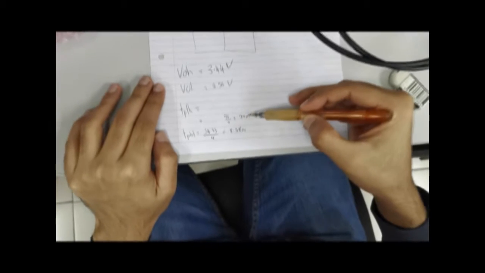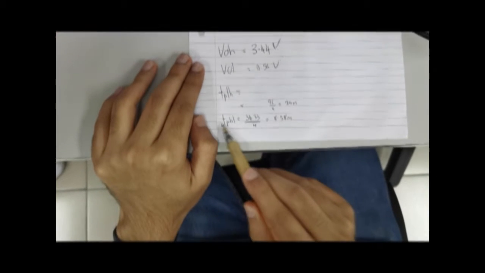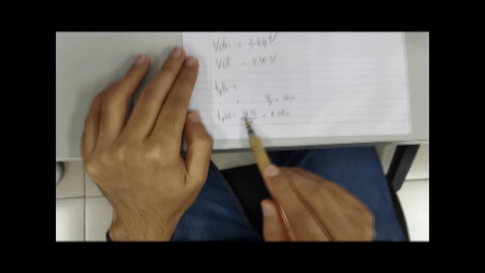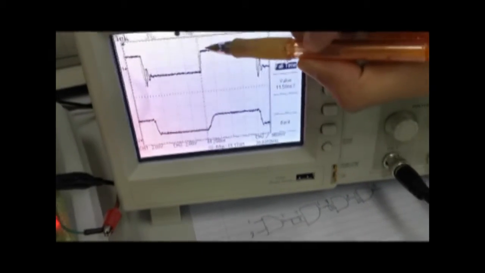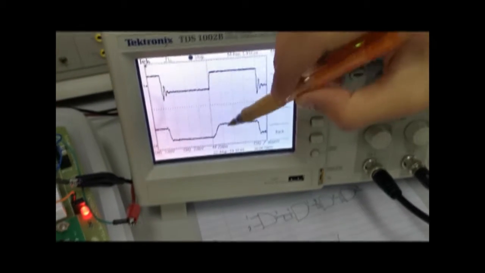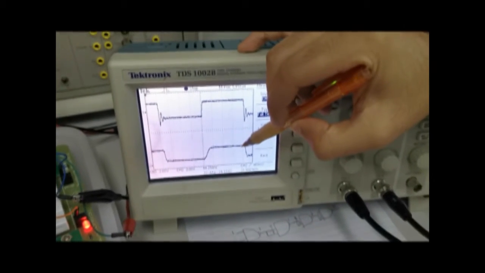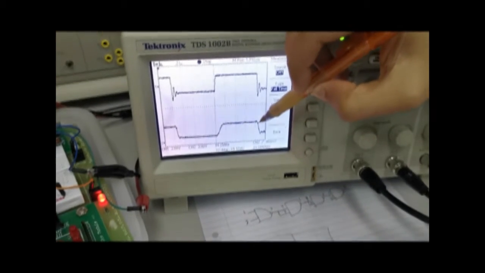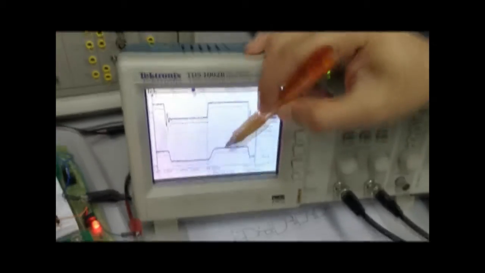Alright, so basically this is the TPLH value, which means low to high. This is the time it takes to go from low to high, 24 nanoseconds, and this is TPHL, which is high to low. This is the amount of time it takes for it to go from a high signal to a low signal. So this is the input signal, and this is the output signal, and we have our propagation delay of 8.58 nanoseconds from high to low, and the delay of 24 nanoseconds from low to high. So that's about it.